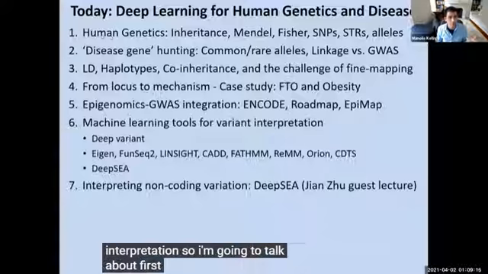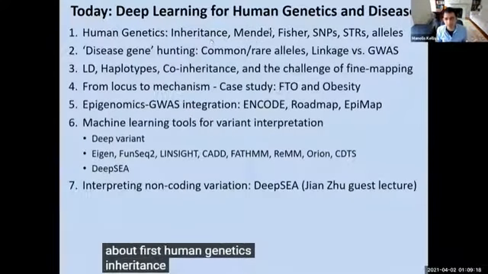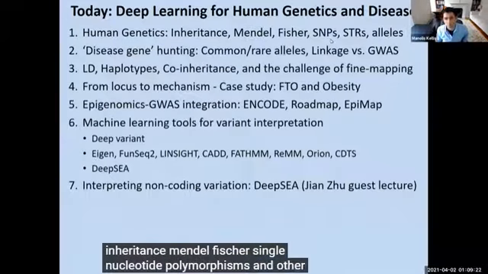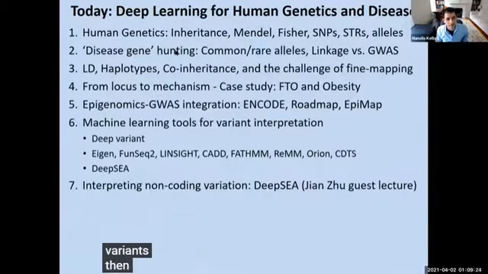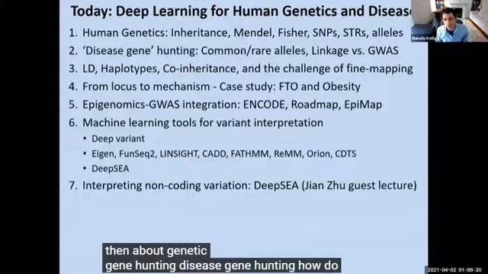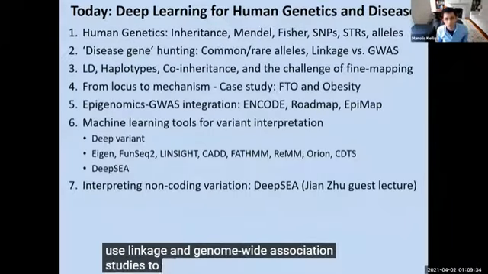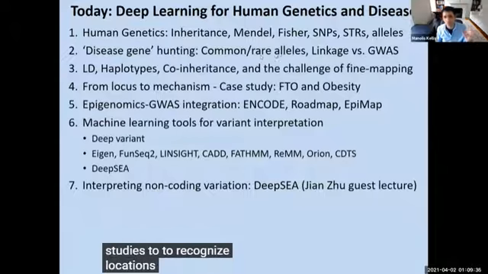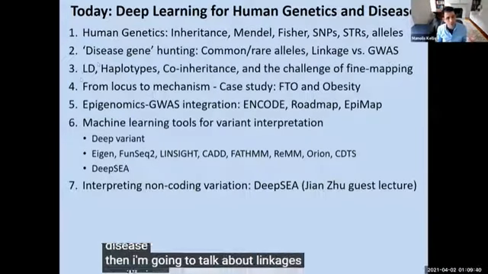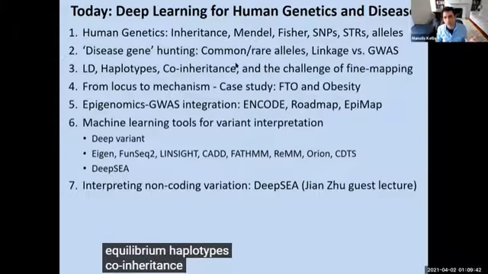So I'm going to talk about first human genetics, inheritance, Mendel, Fisher, single nucleotide polymorphisms, and other variants. Then about genetic gene hunting, disease gene hunting. How do we use linkage and genome-wide association studies to recognize locations that are associated with disease? Then I'm going to talk about linkage disequilibrium, haplotypes, co-inheritance, and the challenges of fine mapping.